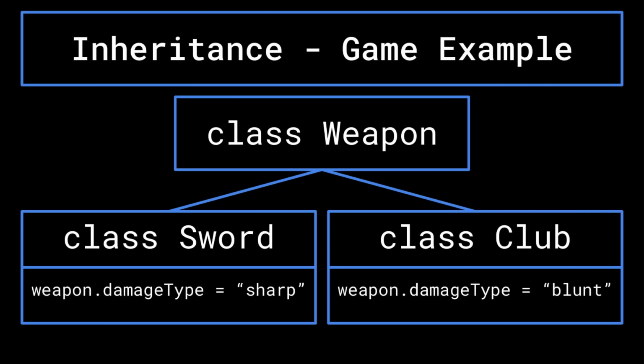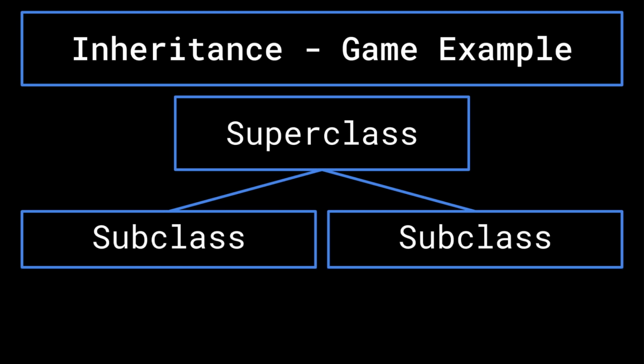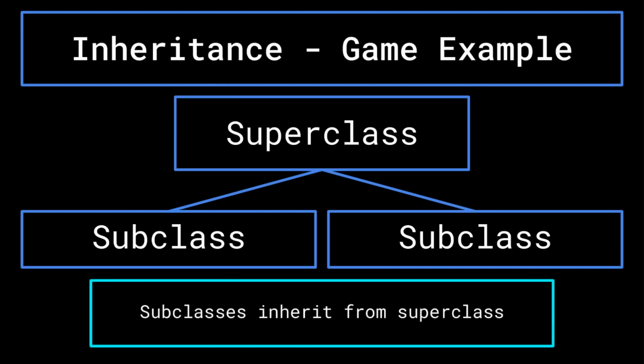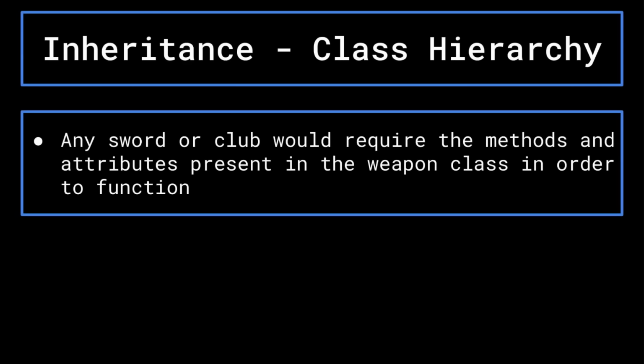In this case, the weapon class would be the superclass, and the sword and club classes that extend the weapon class would be subclasses in relation to it. Many of the attributes and methods associated with the weapon class would also be present in its subclasses. Any given sword or club would also want access to the methods that allow them to deal damage, as well as the attributes that detail how much and what type of damage they deal.